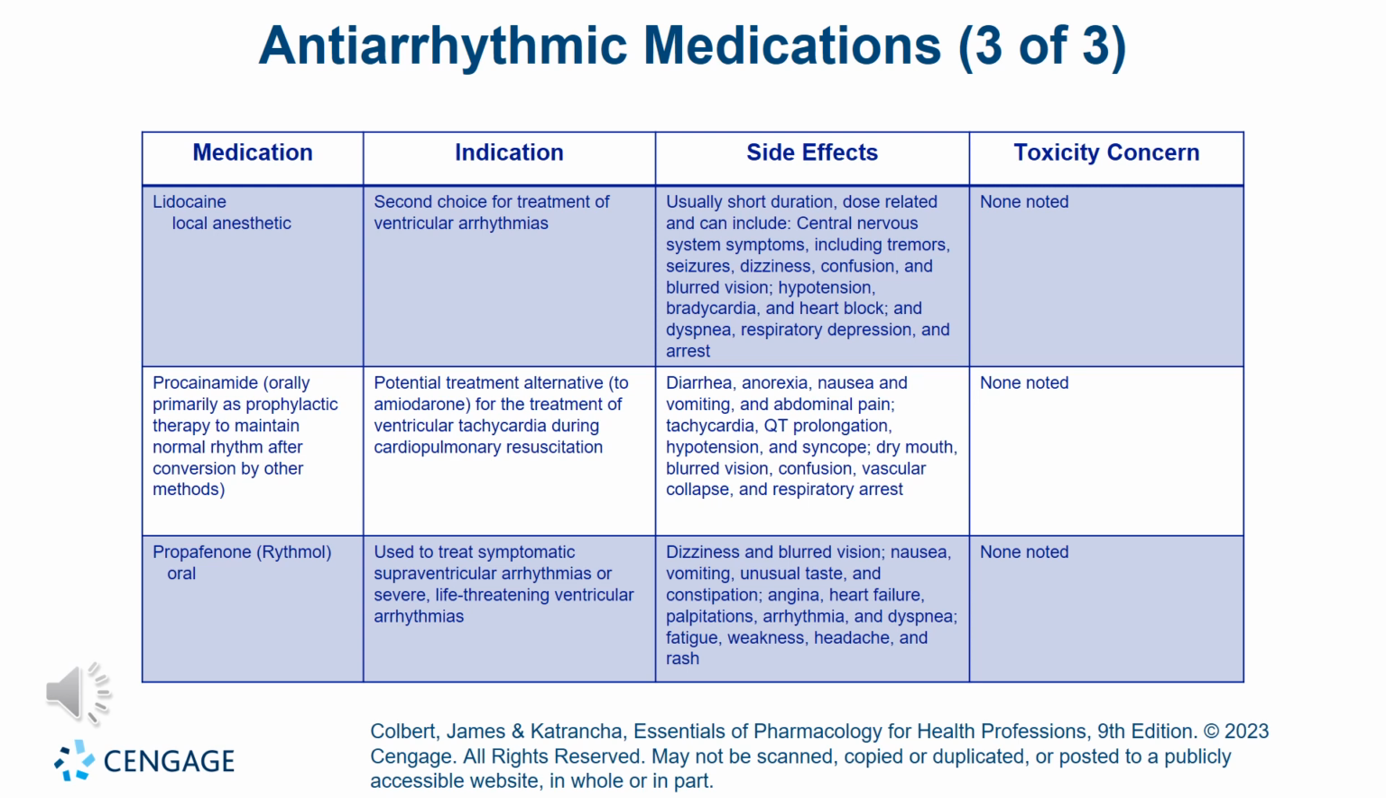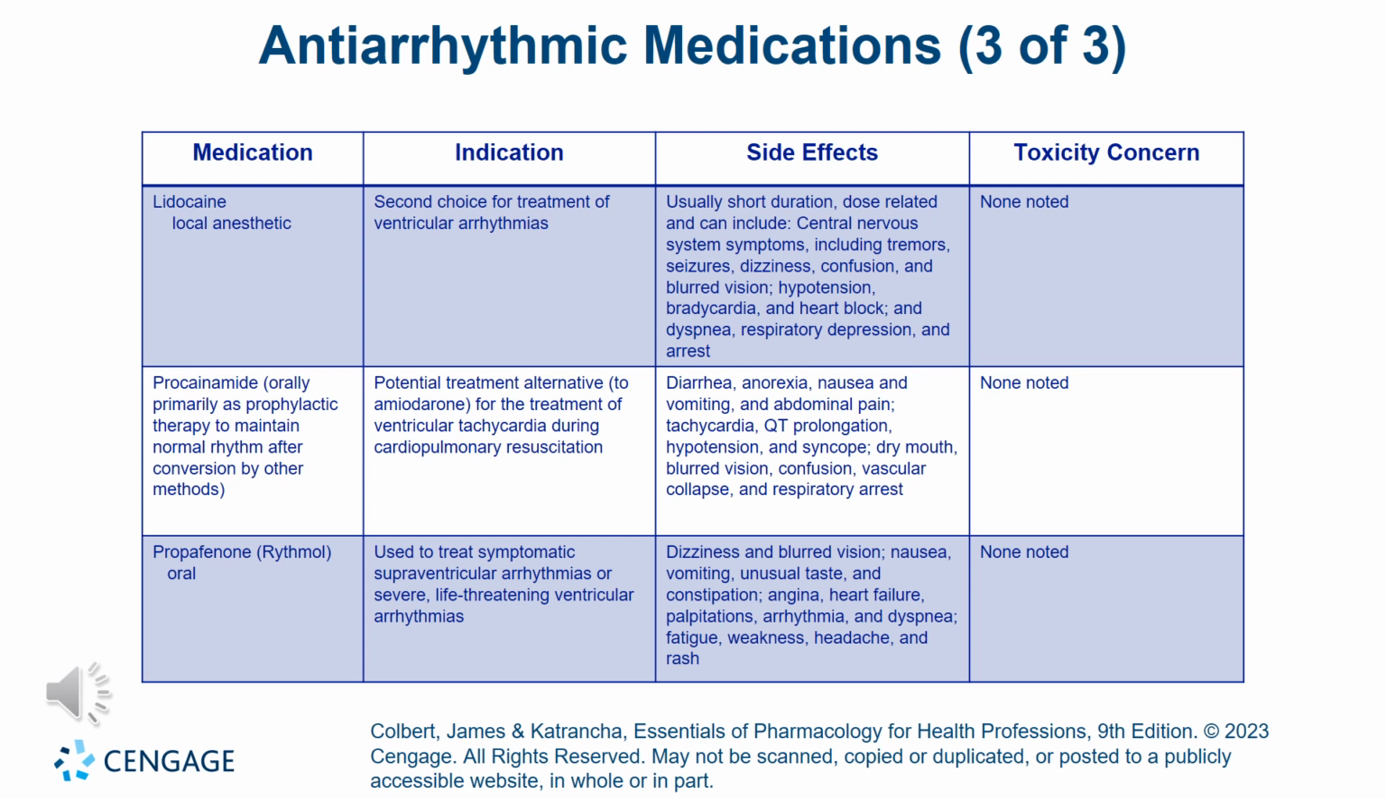Procainamide. This is given orally, primarily as a prophylactic therapy to maintain normal rhythm after conversion by other methods. Potential treatment alternative to amiodarone for the treatment of ventricular tachycardia during cardiopulmonary resuscitation. Side effects include diarrhea, anorexia, nausea and vomiting, abdominal pain, tachycardia, QT prolongation, hypertension, and syncope, dry mouth, blurred vision, confusion, vascular collapse, and respiratory arrest. There is no toxicity concern with this one.